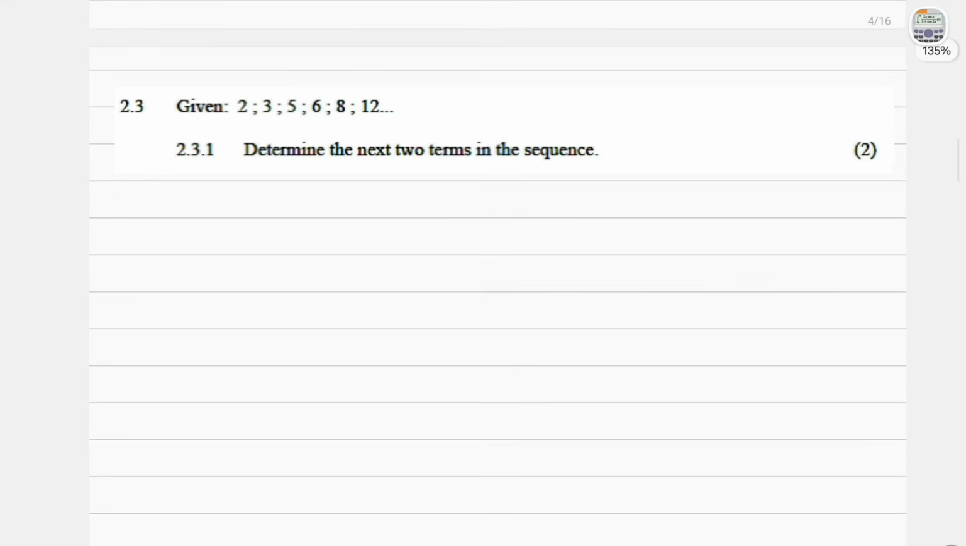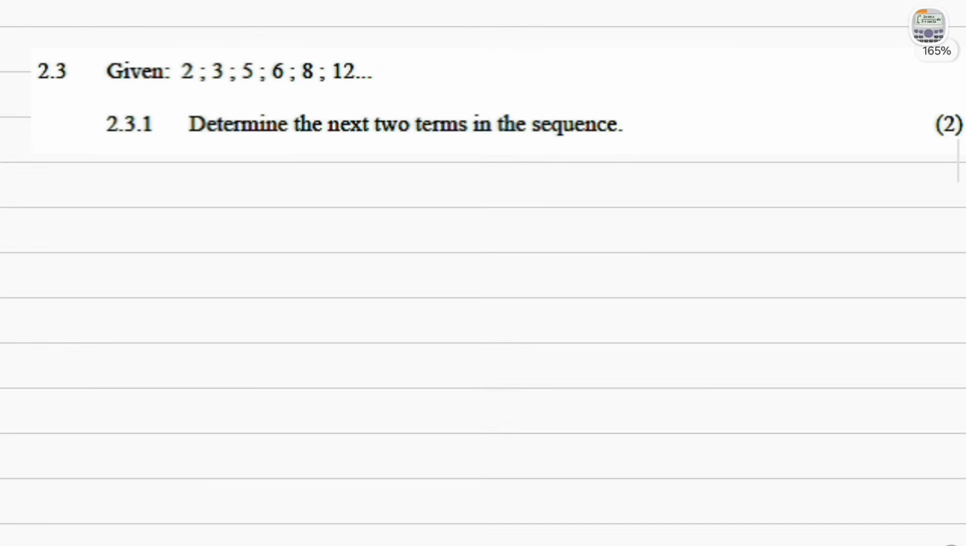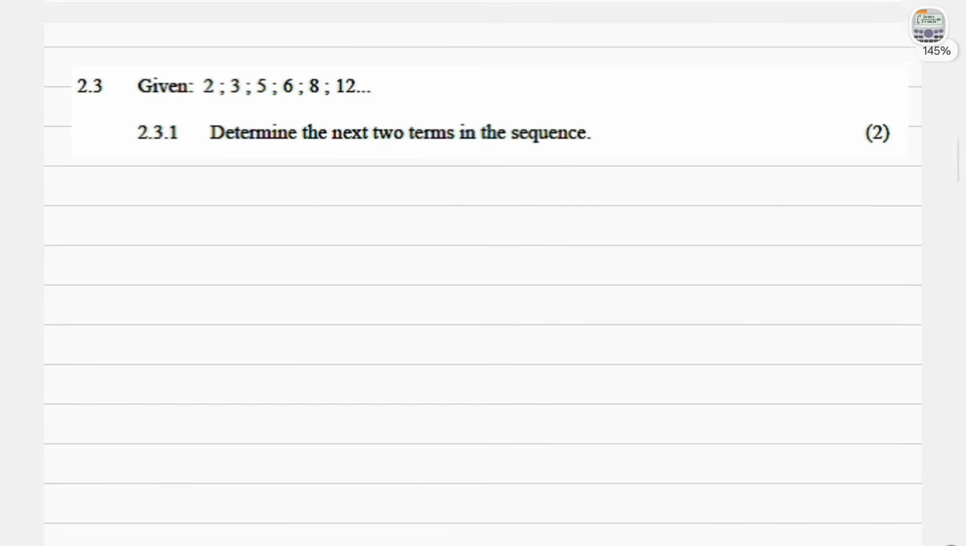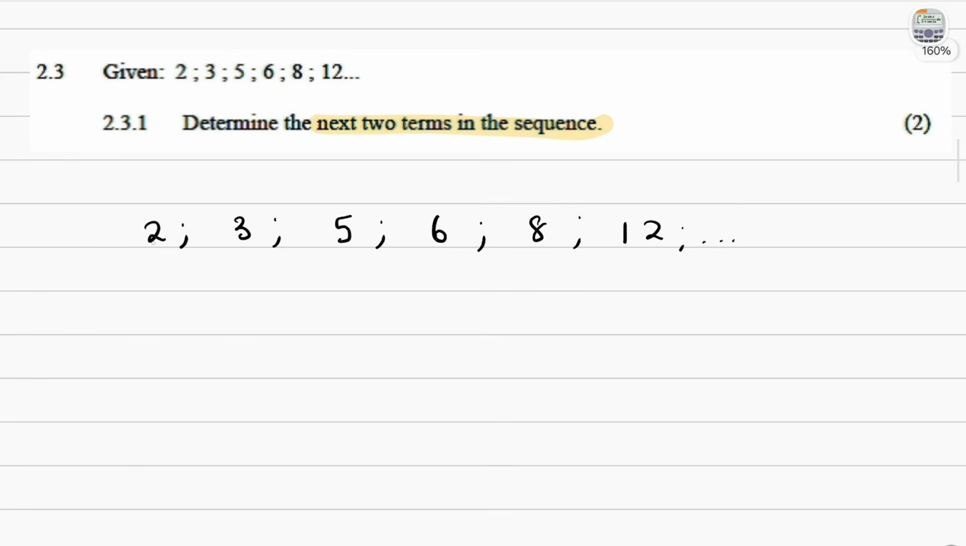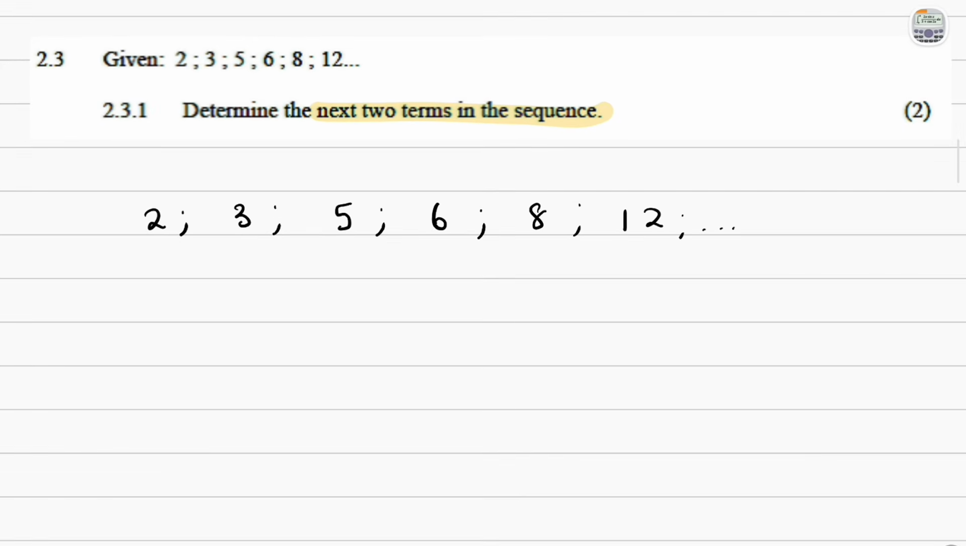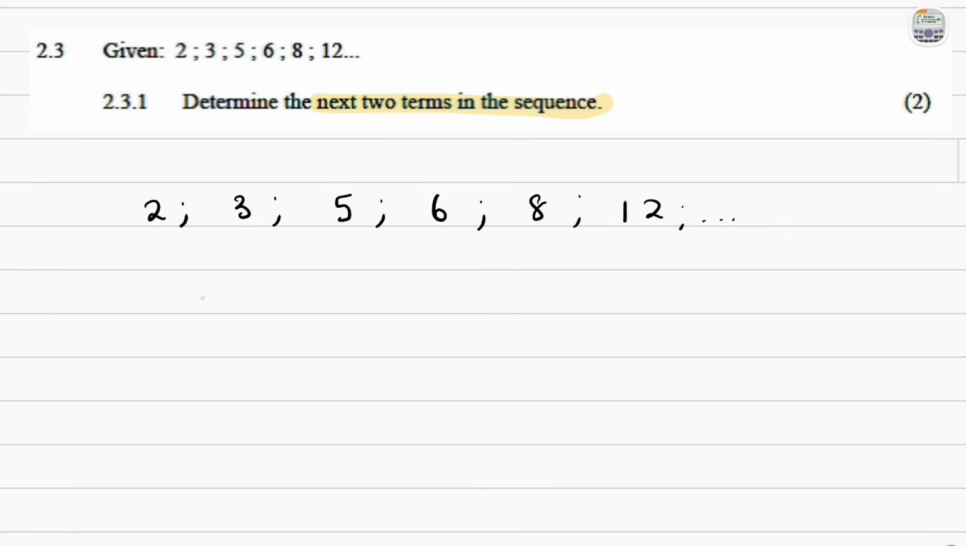Question 2.3 says, given 2, 3, 5, 6, 8, and 12, we need to determine the next two terms in the sequence. Okay. Let's see what our terms look like and look for consistency in this pattern. So 2, 3, 5, 6, 8, and 12. And looking at it, I was like, maybe this is a quadratic, because we're not seeing a clear consistency with the numbers. So let's see the differences that it gives us.